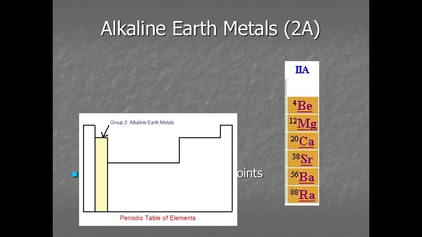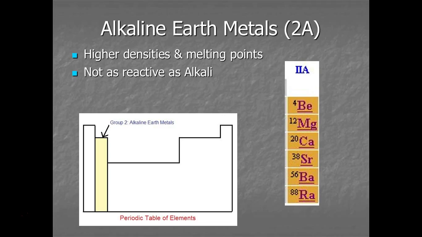All right, so talking about the alkaline earth metals, those are group 2 or column number 2. They have higher densities and higher melting points than the alkali metals, but they're not as reactive. Also, similar to the alkali metals, we don't find them much in nature because they're so reactive. Usually they're found in compounds in nature. And again, those are called the alkaline earth metals.